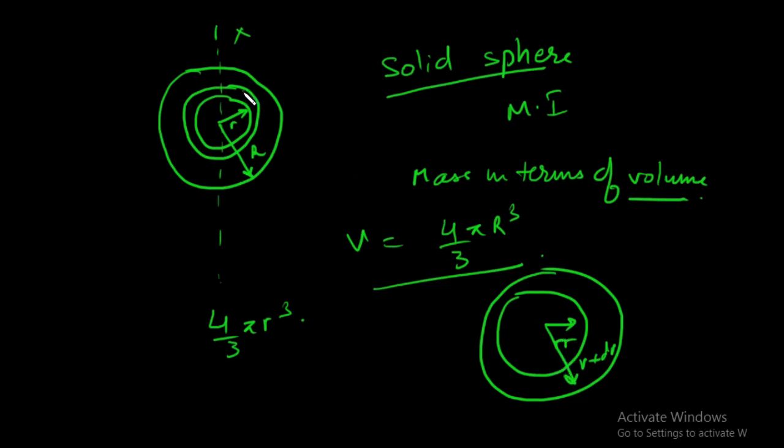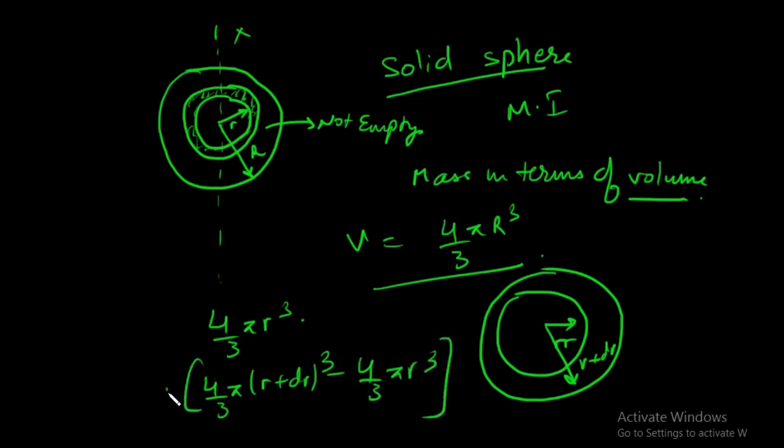Because the volume is entrapped between the two. This is so small that the hollowness will not be visible. Even because this sphere is not empty, this is a solid sphere. But the spherical shell is so small that the hollowness will not be visible, and several of these will make the solid sphere. This portion contains the volume. So how do we calculate the volume of this portion? It is 4 by 3 pi (r plus dr) whole cube minus 4 by 3 pi r cube. This is the volume of this whole portion.